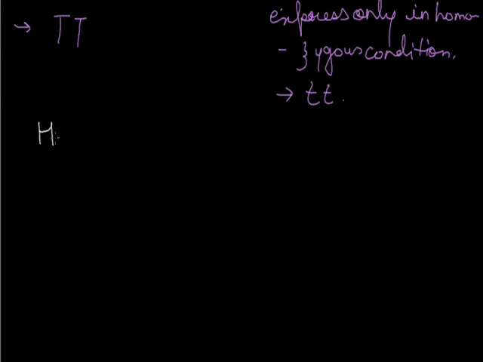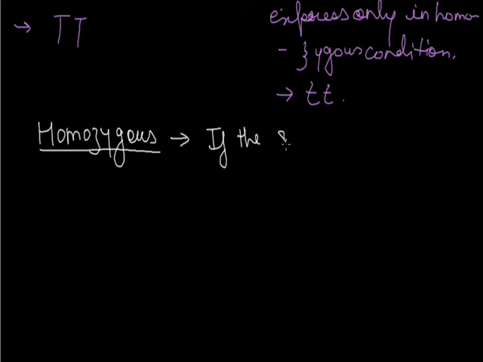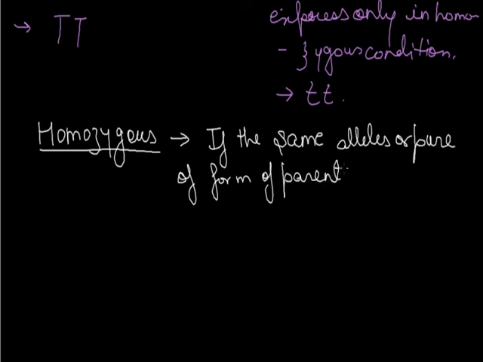What is homozygous and heterozygous? If the same alleles, or the pure form of a character or parent, are present, then it is called homozygous. Like capital T and capital T, which is a pure form of a parent representing a tall plant. Next is heterozygous.